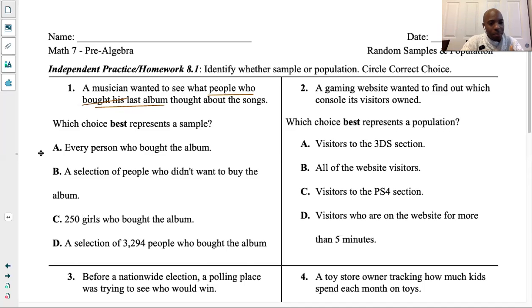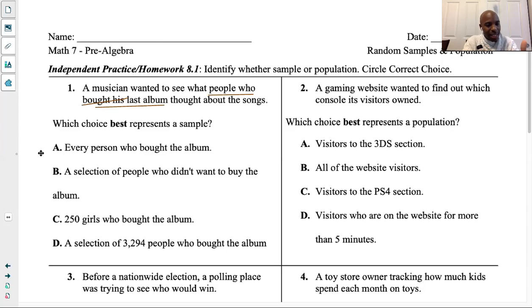250 girls who bought the album, not bad. That is a sample, right? Or a selection of 3,294 people who bought the album. This sample on the bottom is a lot more. I like it better than C, because one, it's not biased on girls. If this was a boy band like Justin Bieber, girls will probably love every single song and not give him a real understanding of which songs really were good. But if you pick a selection of 3,294 people, not just girls or boys, who actually bought the album, you will get a better idea of what song was actually good.